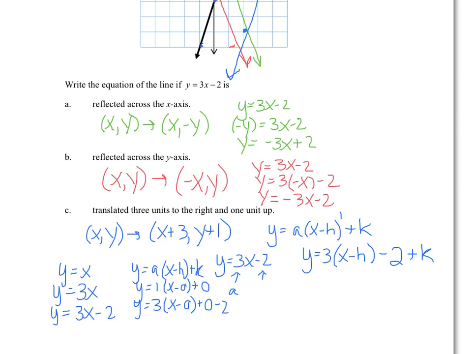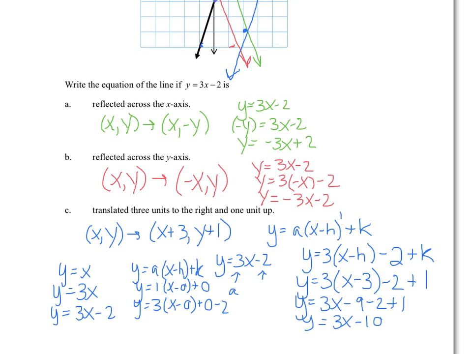The other thing that we have to remember from algebra is that in our function, in the parentheses, it's always the opposite. So what we're going to have is 3 times (x minus 3), and our k stays the same. What's on the outside stays the same. So with that minus 2, we're going to be adding 1. If we distribute this out, we have 3x minus 9 minus 2 plus 1. So y equals 3x minus 10.